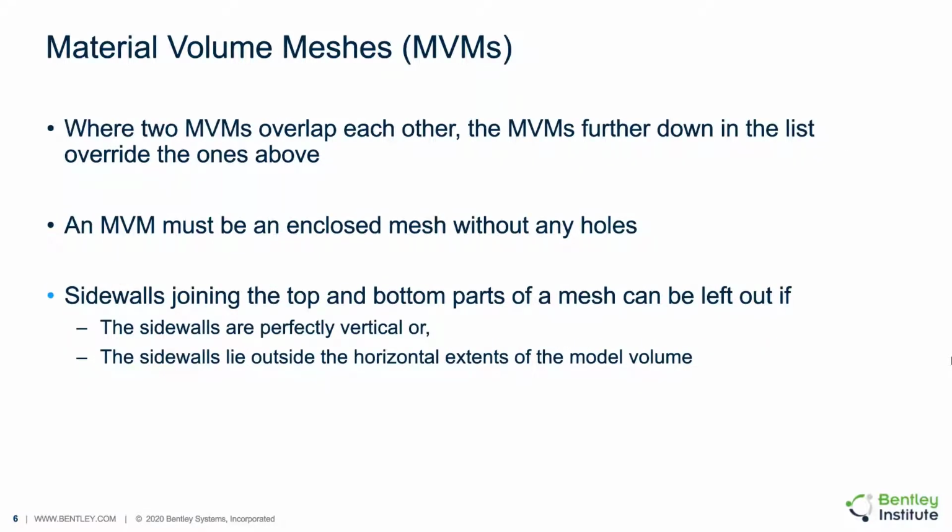The order in which material volume meshes are organized is significant in relation to priority. Material volume meshes that are entered farther down on the list will override the ones above. A material volume mesh must also be an enclosed mesh without any holes. The other side notes regarding material volume meshes are that the side walls joining top and bottom parts of the mesh can be excluded if the side walls are perfectly vertical or if the side walls lie outside the horizontal extents of the model volume.